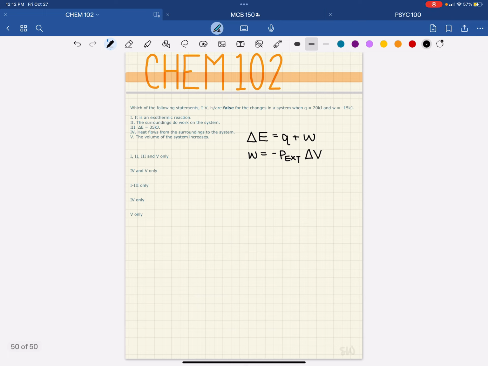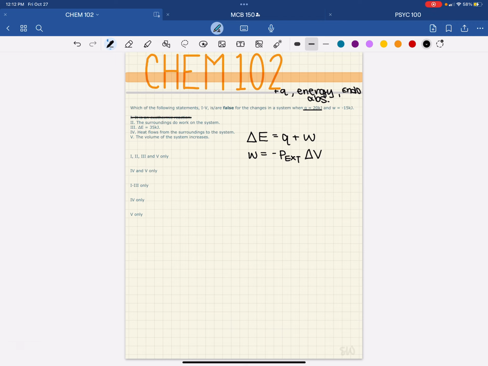And last but not least, which of the following statements is true or false for the changes in a system where Q equals 20 kilojoules and W equals negative 15 kilojoules? The first one states it is an exothermic reaction. We know this is false because Q is positive. If Q is positive, that means energy is absorbed, and if energy is absorbed, then it is endothermic. So the first one's wrong.